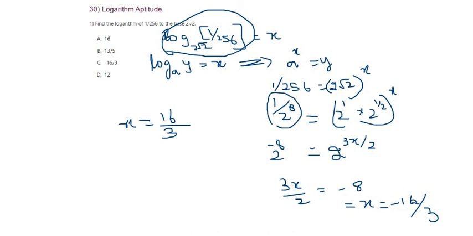1 by 2 power 8 can also be written as 2 to the power minus 8. Okay, this is nothing but your minus, right? So it is option C. So we've got the next question.